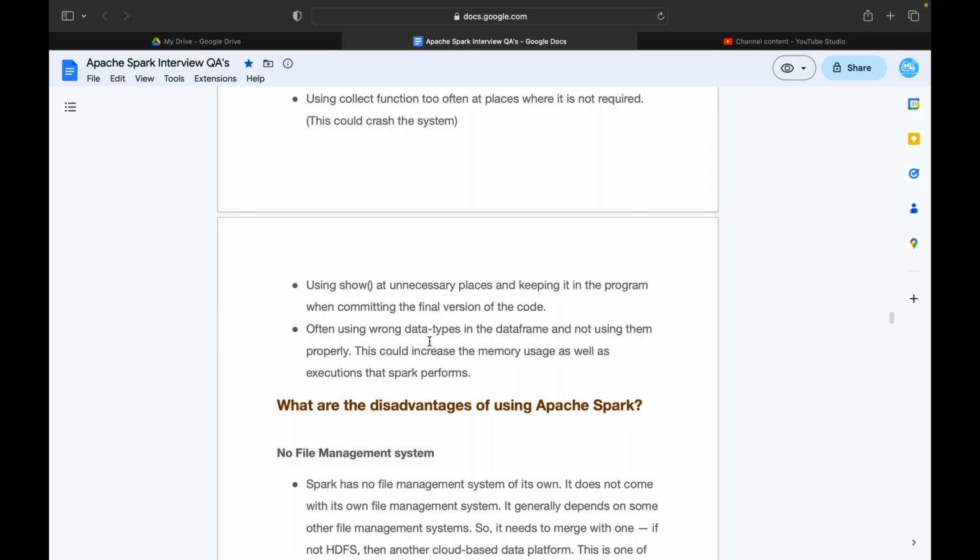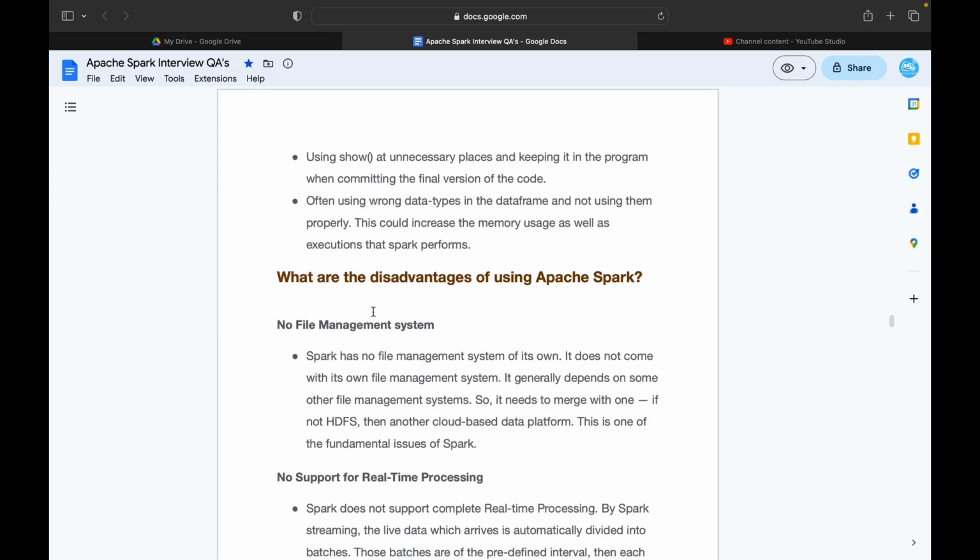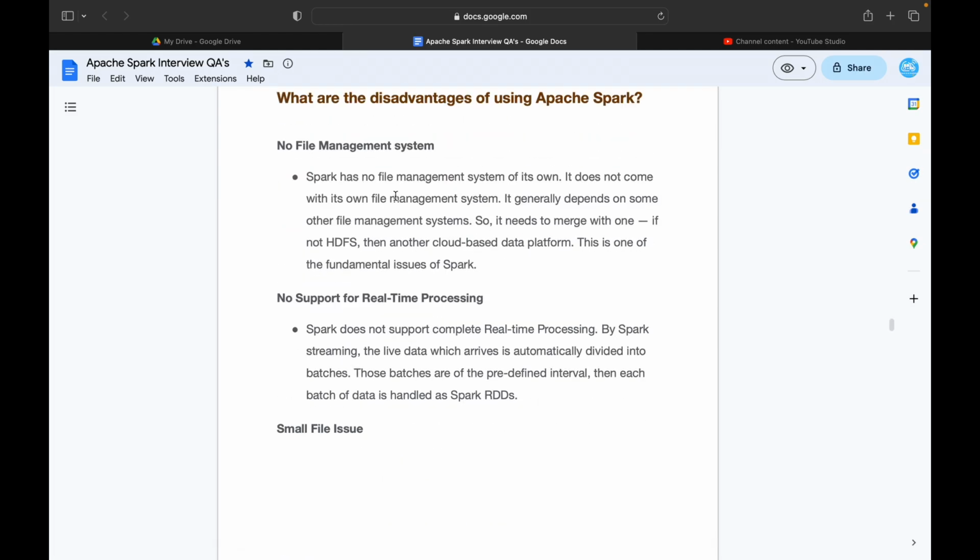They tend to use wrong data types in data frame and not using them properly. So the next thing, what are the disadvantages of using Apache Spark? The first one is no file management system. Spark has no file management system of its own. It does not come with its own file management system. It generally depends on HDFS, the Hadoop Distributed File System, which Spark is also dependent on.